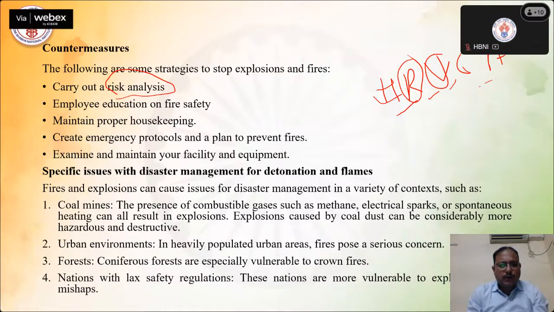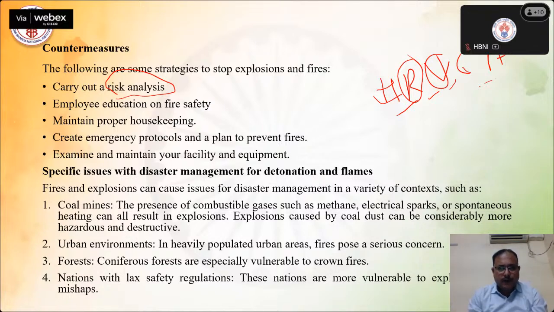Next is the specific issues with disaster management for detonation and flames. As I was earlier also quoting, I'm trying to correlate these small issues to the disaster management part. Disaster management, again, DRR, what we are learning nowadays, DRR is a big thing. So we have to understand.